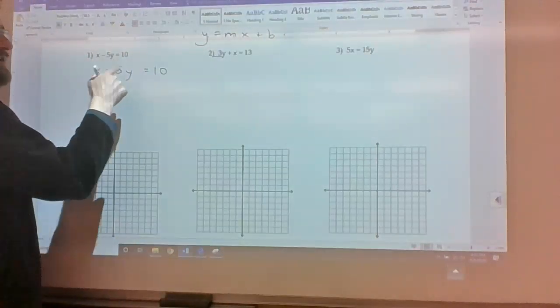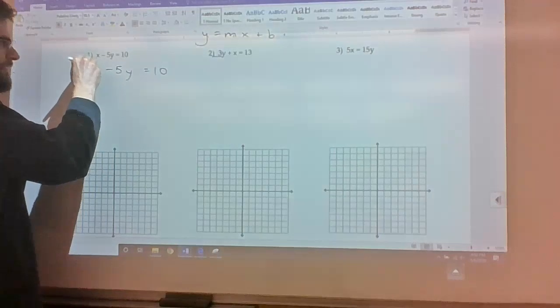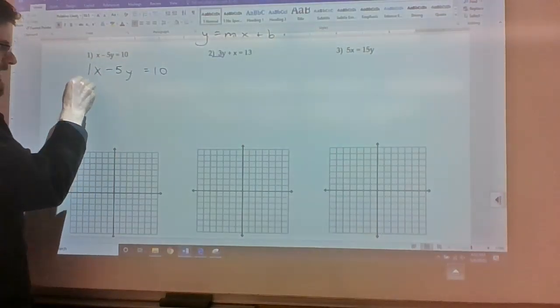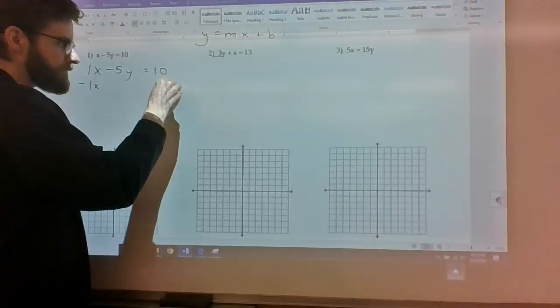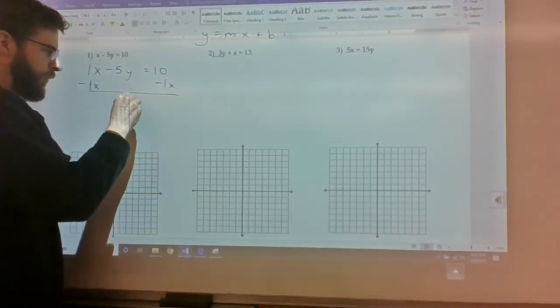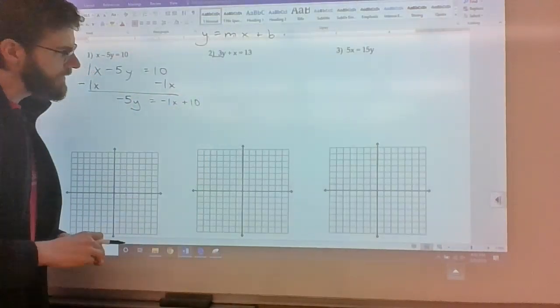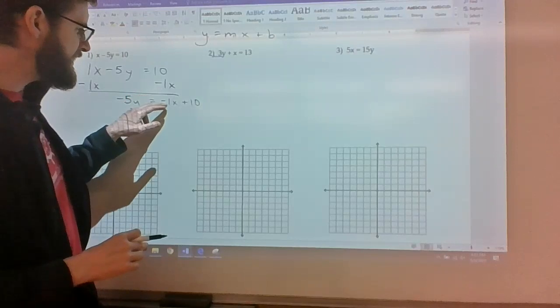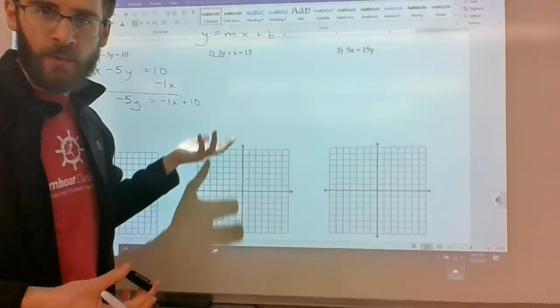So when we see this, we're just trying to get y by itself, preferably on the left-hand side. So I'm going to subtract 1x. I put a 1 as a coefficient for the x from both sides. That gives me negative 5y is equal to negative 1x plus 10. Just a quick thing. I'm putting the x term first because the x term is first in the template, y equals mx plus b.